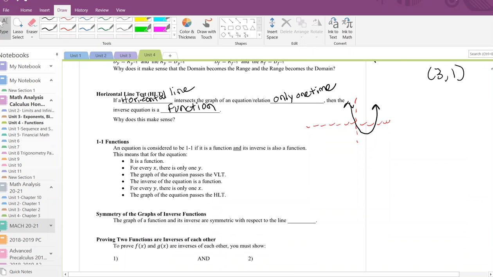And if the inverse is not a function, then the function itself is not a one-to-one function. In order to be a one-to-one function, basically the function and its inverse are functions. So that means the original function must pass the vertical line test and the horizontal line test.